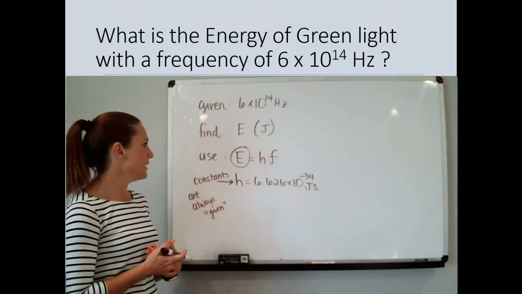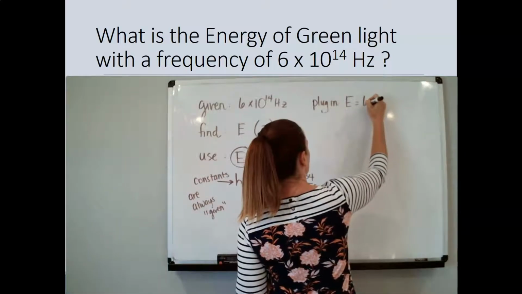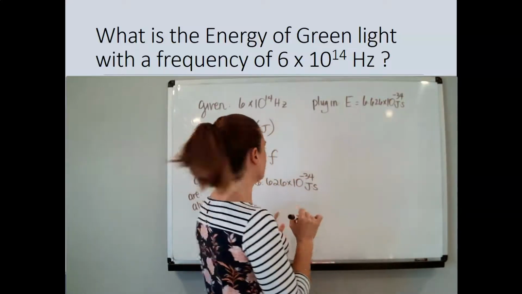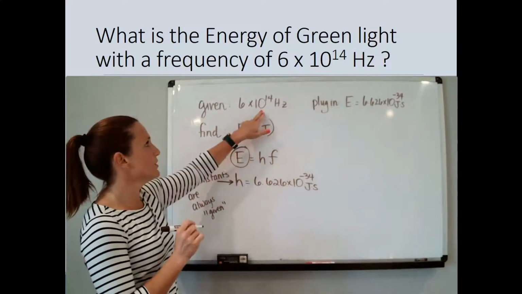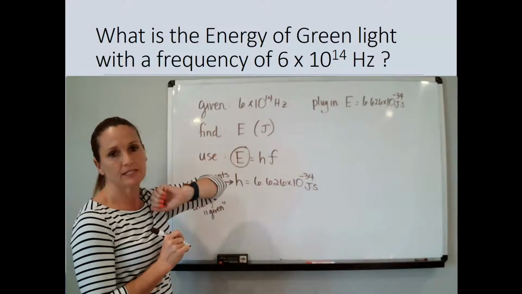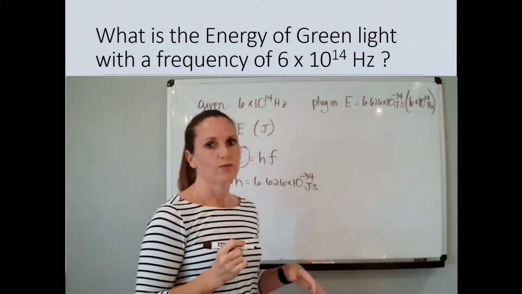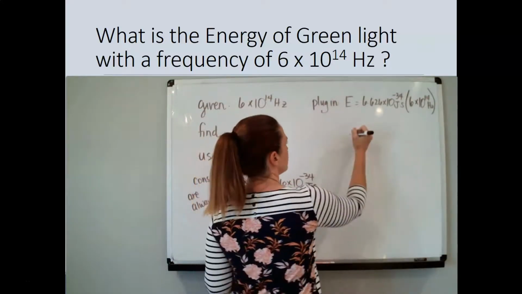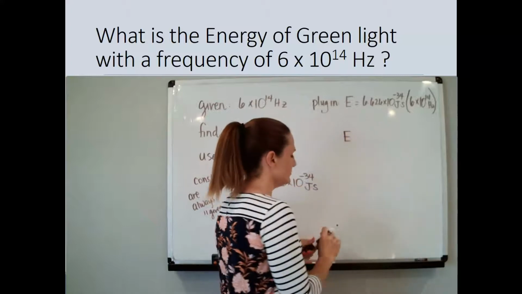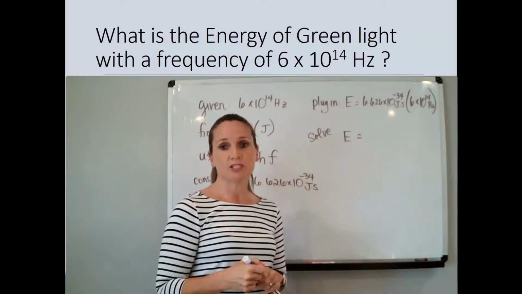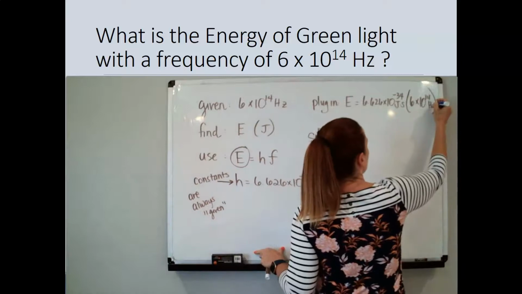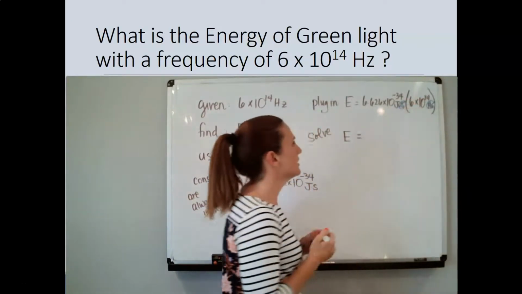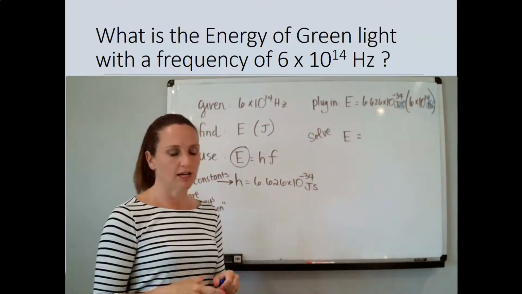Now it's time to plug in. H is 6.626 times 10 to the negative 34 joules times seconds. And of course, our frequency was given, 6 times 10 to the 14 hertz. So we have our frequency and our Planck's constant, and we're going to use that to solve for energy. Before we solve, let's remember that hertz, because it's 1/seconds, cancels with seconds. And so the units of our energy are going to be joules.